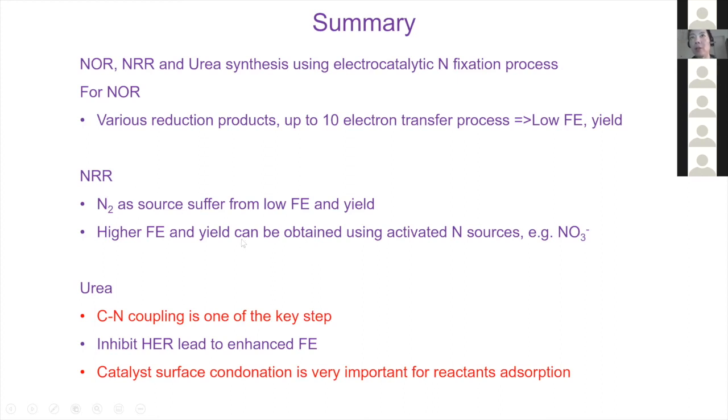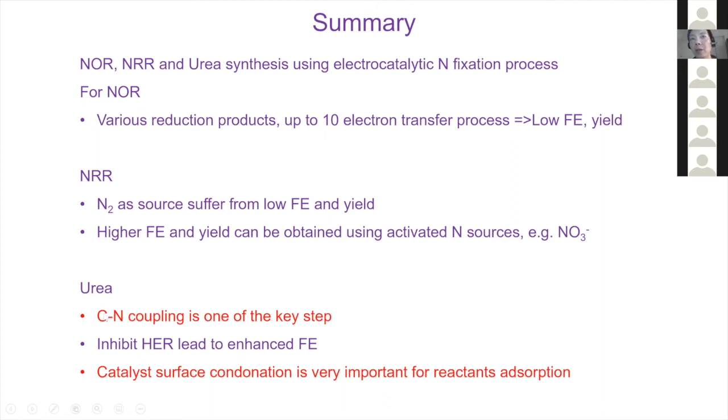Nitrogen reduction currently also suffers from a low Faradaic efficiency. It can be improved by using other activated sources like nitrate, or by combining with plasma, as reported by other groups. So there has been some good progress in this nitrogen reduction process.